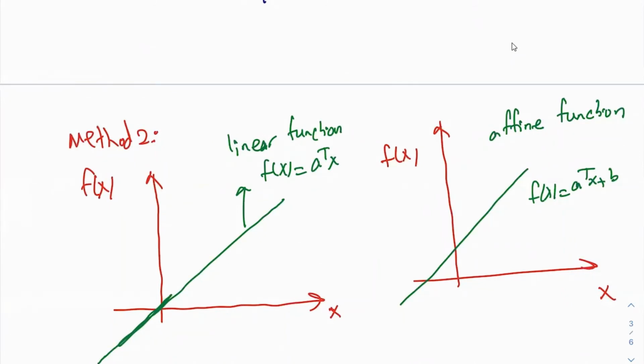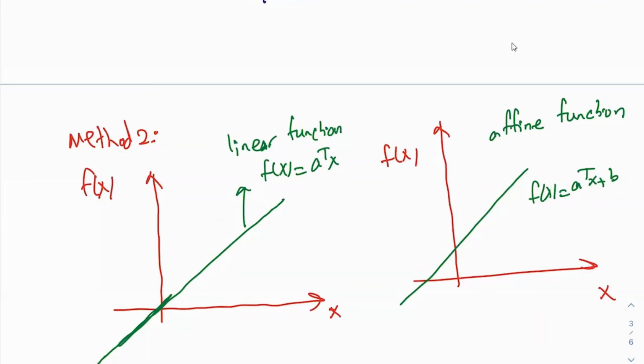The linear function will pass through the origin. So when x is 0, f of x is 0, because there is no constant term. There is no y-intercept, right? The affine function will not pass through the origin. When x is 0, y is not 0. If it is 0, we get linear then, right? So b is non-zero for affine. Okay, so look at these two diagrams. This will help you visualize affine and linear functions.